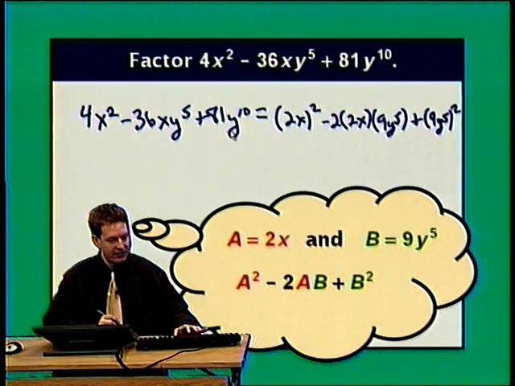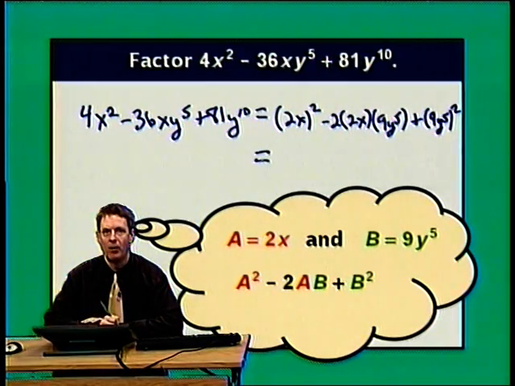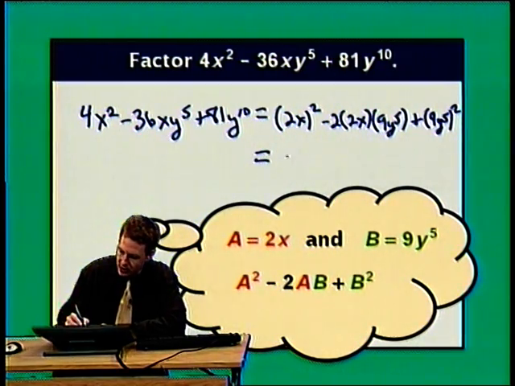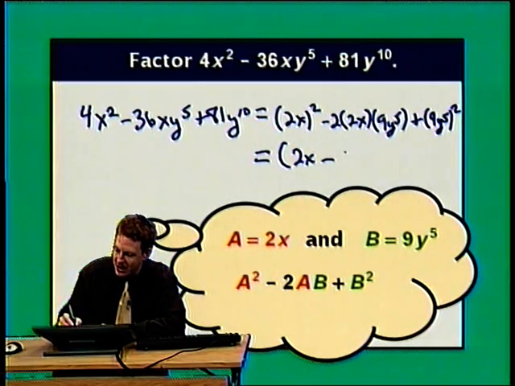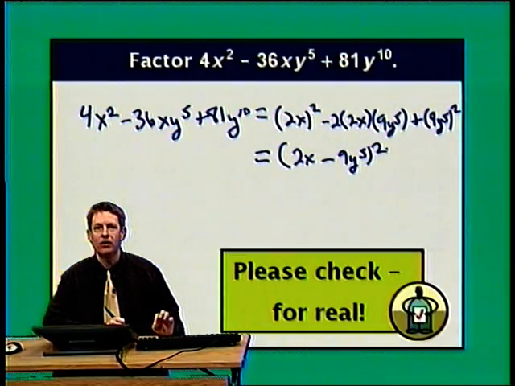So how do we factor this model? Well, this time I need a difference binomial squared so that my O and I terms add up to a negative coefficient. So this is going to be my a, which is 2x, minus my b, which is 9y to the 5th, quantity squared. Again, I really encourage you to check this. Expand our factorization and make sure that we have 4x squared minus 36xy to the 5th plus 81y to the 10th.